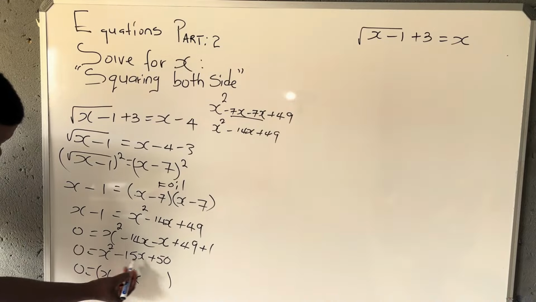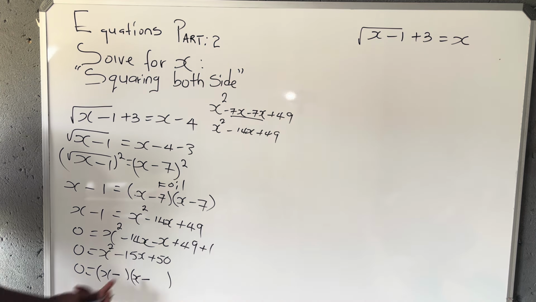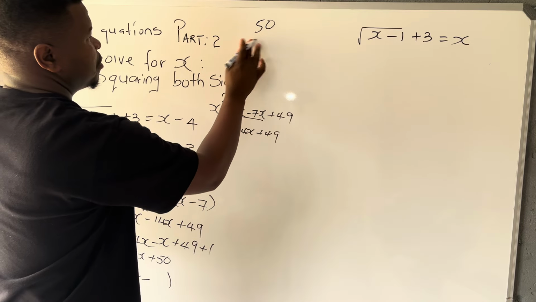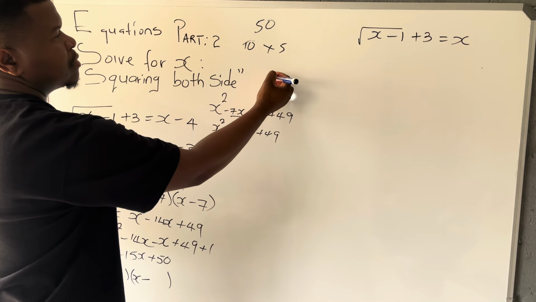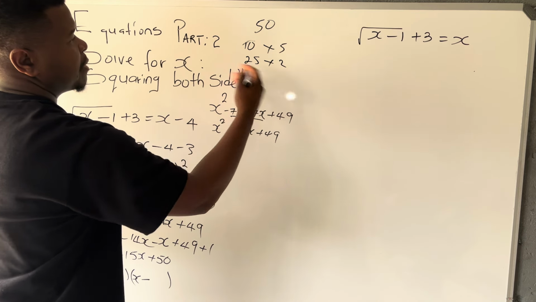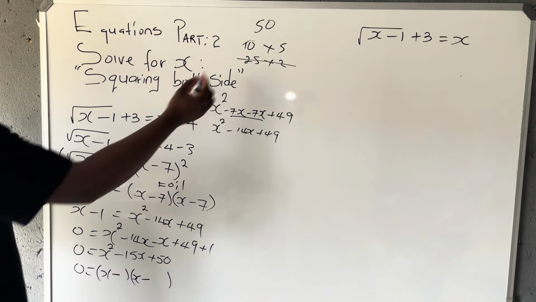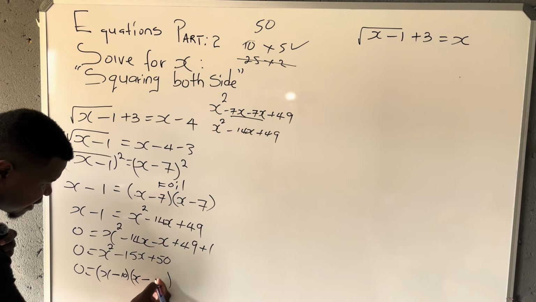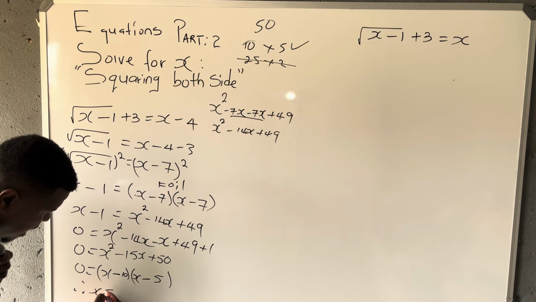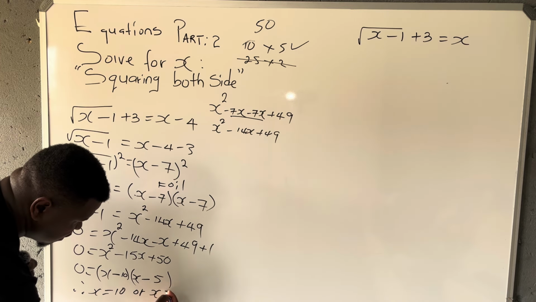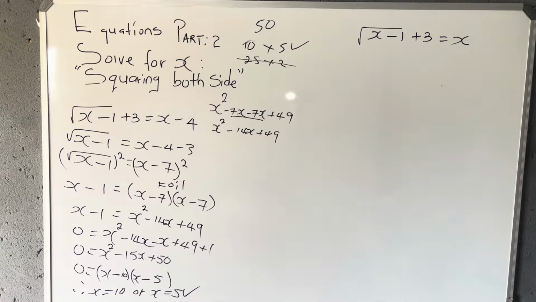So now, when you see negative and positive, they are both negative. Now look for factors of 50 that can give you 15 when we add. So obviously 50, it will be 10 times 5, right? It can be 5 times 2, can be more, but this cannot give us 15 when we add them together. Only this. So I'll put a 10 and a 5. What does that mean? x equals 10 or another x equals 5. Done. That is solving for x by squaring both sides. And then let's go and do the next one.